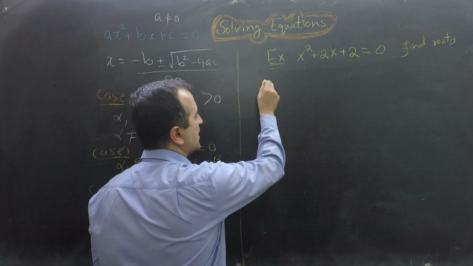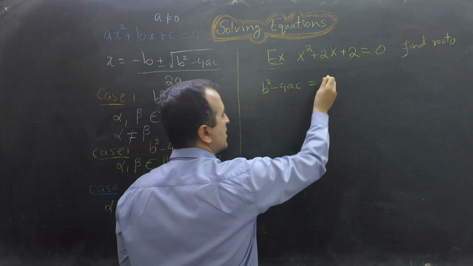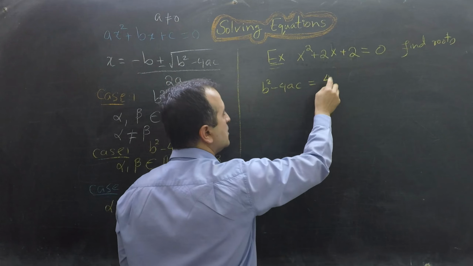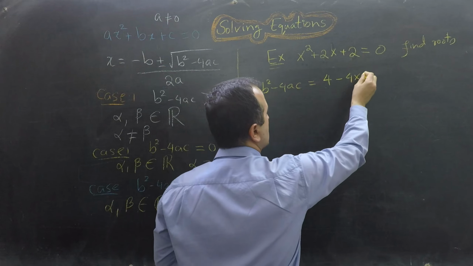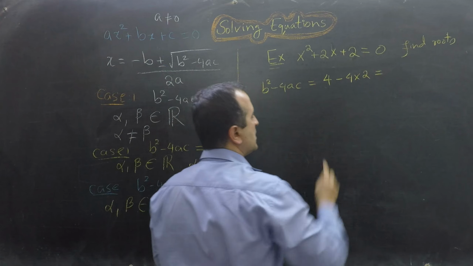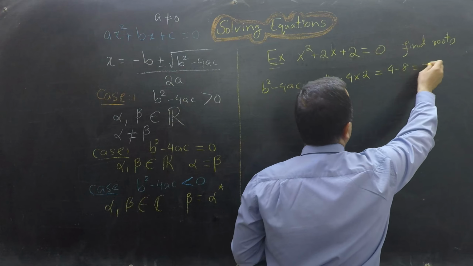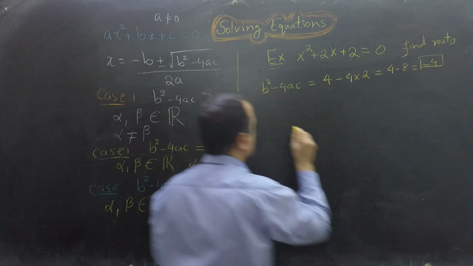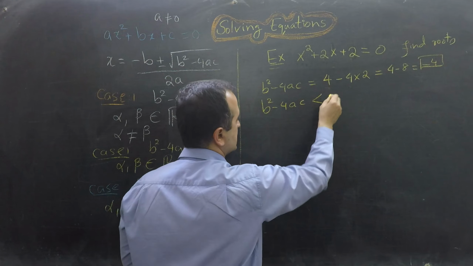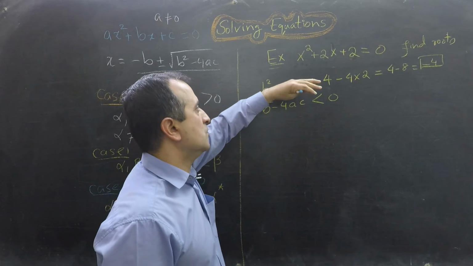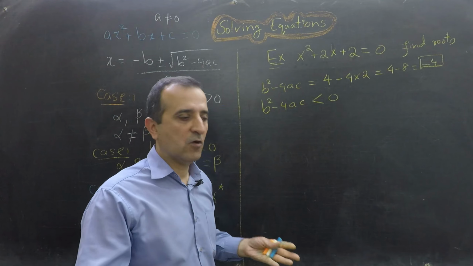So we check the value of b square minus 4ac. My b is 2, so I will have b square as 4, minus 4 times a, which is 1, times c, which is 2, so 4 times 2. My answer will be 4 minus 8 equals minus 4, and this means that b square minus 4ac is less than 0. Therefore, the roots of this equation will be complex and those roots will be conjugates of each other.